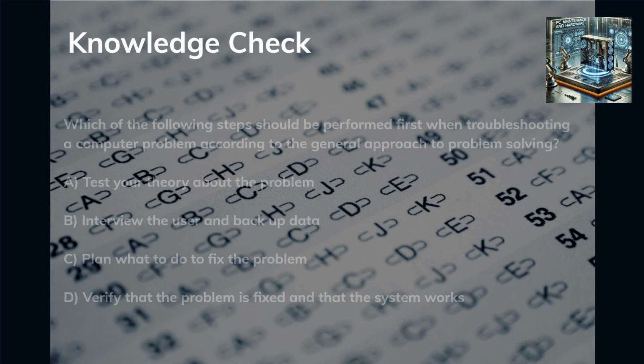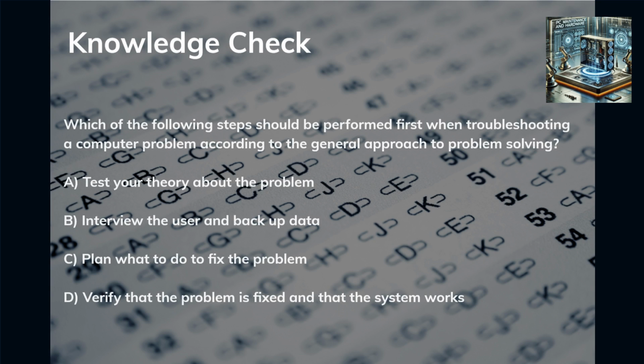Knowledge check. Which of the following steps should be performed first when troubleshooting a computer problem according to the general approach to problem solving? A. Test your theory about the problem. B. Interview the user and backup data. C. Plan what to do to fix the problem. D. Verify that the problem is fixed and that the system works. Answer. Interview the user and backup data.